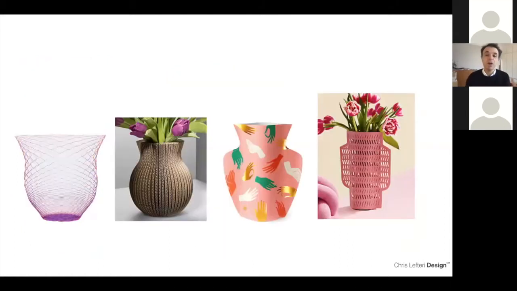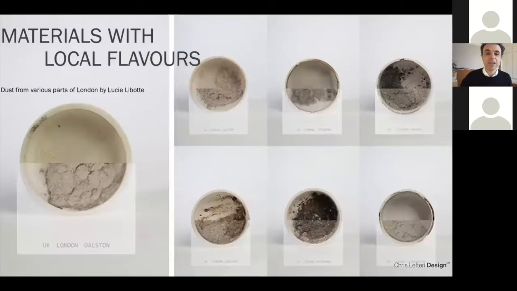If we just take one material as an example, paper, there is no limit to what you can do with a piece of paper within this simple context. So using the material and the process together is the first part of this question: to ask your materials what they want to be.